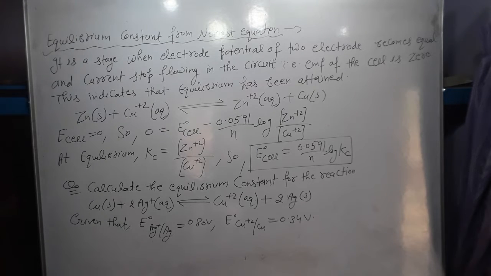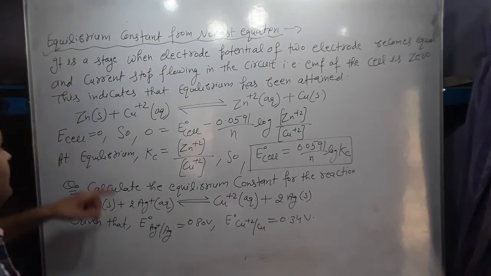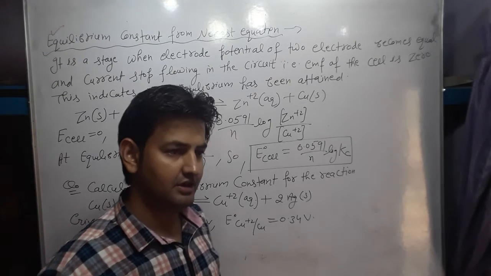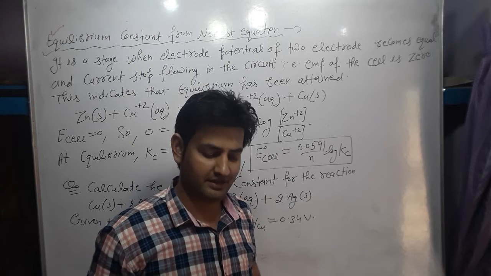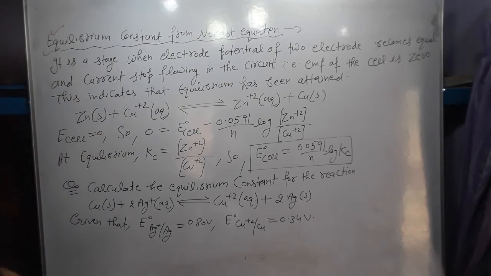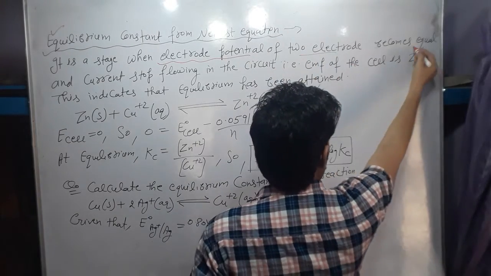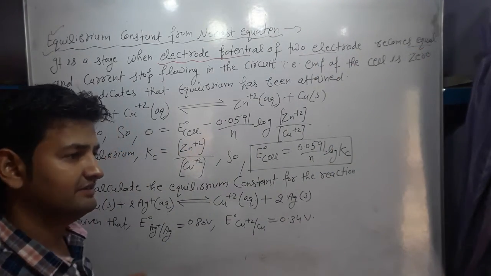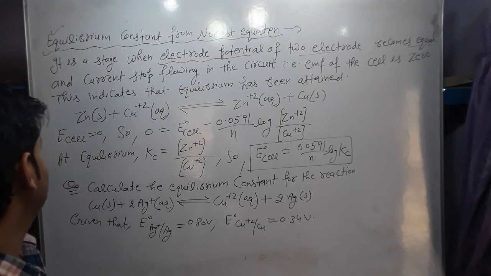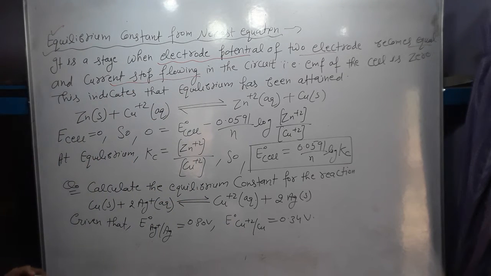Okay students, now we can calculate the equilibrium constant from the Nernst equation. How will you find the equilibrium constant? The equilibrium constant applies when the reaction is in equilibrium, meaning the rate of forward and backward reactions is the same. At this stage, the electrode potentials of the two electrodes, the oxidation half cell and the reduction half cell, become equal. Then current stops flowing in the circuit, and the EMF of the cell is 0.